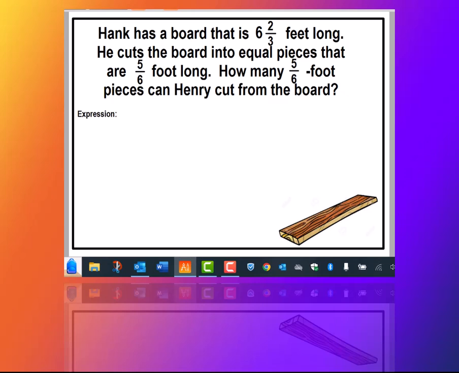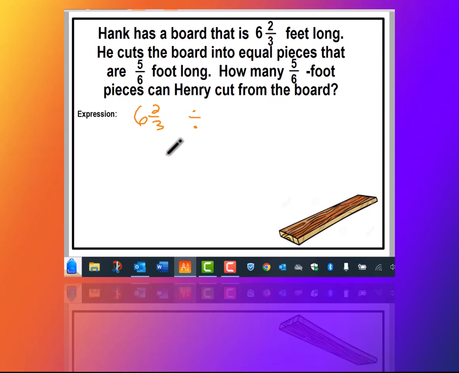But you have to remember that division means that you're given a total and you're sharing it. You're putting it into groups, you're cutting it up like the board. So you always want to write your expression. And in the division expression, you write the dividend, or the total amount, first. What does he have? What is the total length of the board? It is 6 2/3. So that's your dividend.